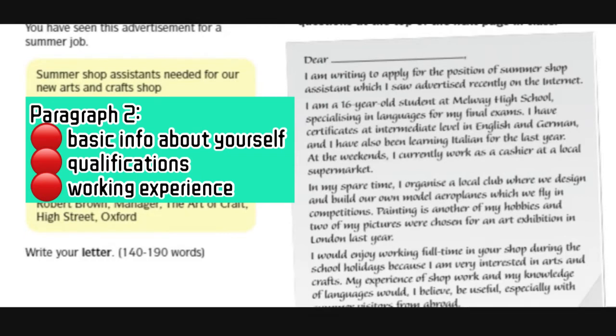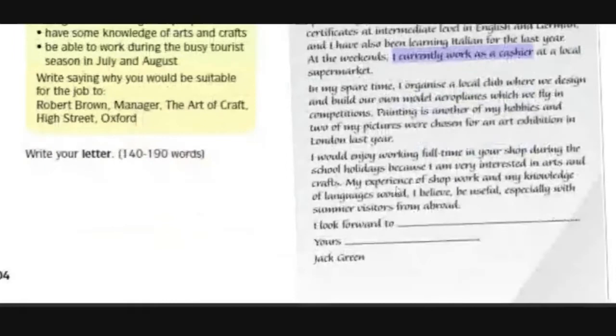Right now, a lot of students like to write, my qualification is, you don't have to write that. And some students also like to write, my experience is, no need, you don't have to write that. Just straight away write, I have certificates at which level in which subject. Working experience, you don't have to write, I have working experience. No need. You just write, I work as a, this is already showing your working experience. Understand? Okay. Now the next paragraph.